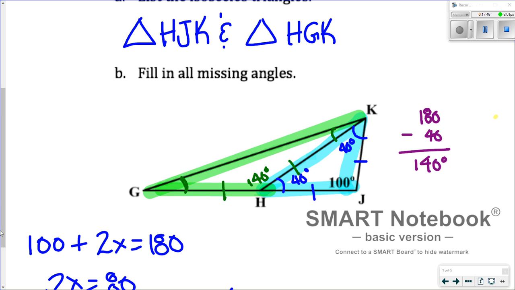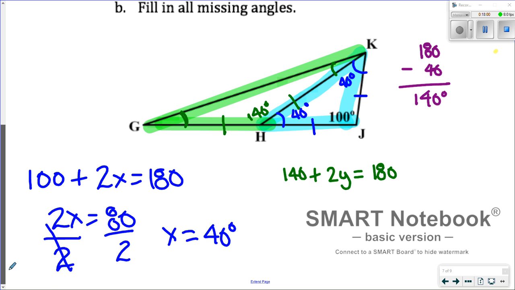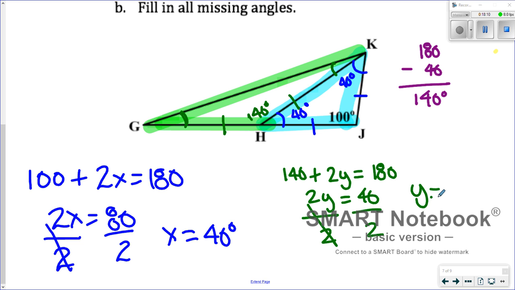Now I can find the other two because I know these two angles will have to be the same. So going back to my calculation, I'm going to do 140 plus 2y. I'll use y for this one, since I used x for the other one, equals 180. So then when I subtract, I get 2y equals 40. And then I'm going to divide by 2 on both sides, and I'm going to get y equals 20 degrees. So this will be 20, and this will be 20. And if you add up all together, it will be 180.